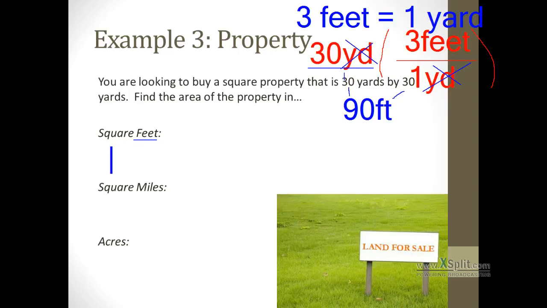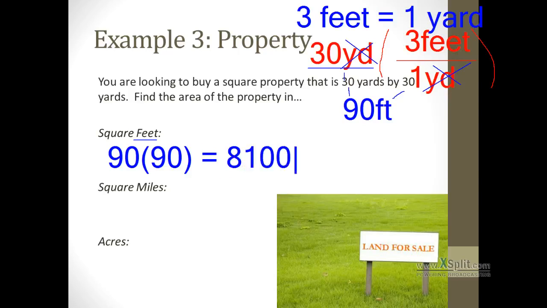So if I want square feet, I can just do the area equation, base times height, 90 times 90. And that's going to equal, well, 9 times 9 is 81. We have a couple of zeros. 8,100 feet squared. I do want to point out here that you can't just do 30 times 30, which is 900, and multiply it by 3. You're going to get an entirely different answer.